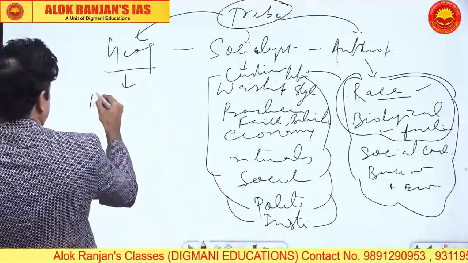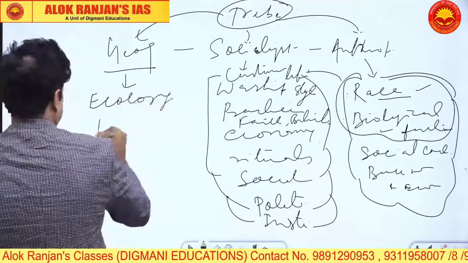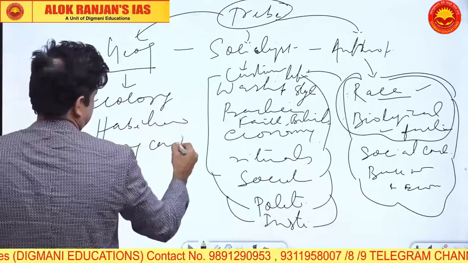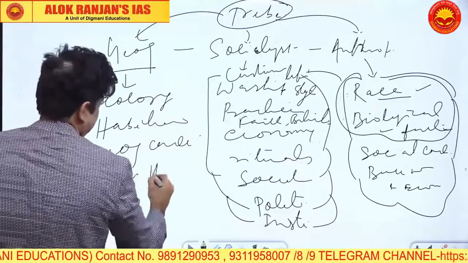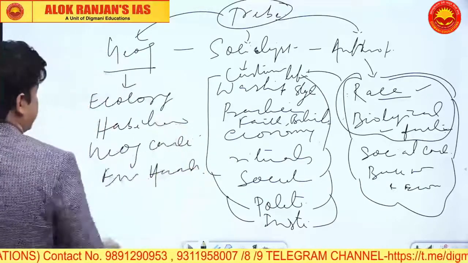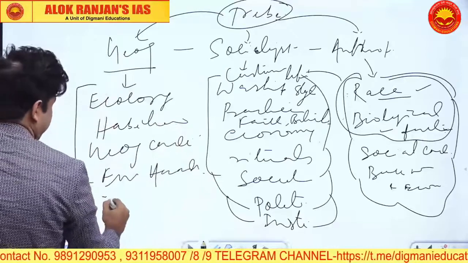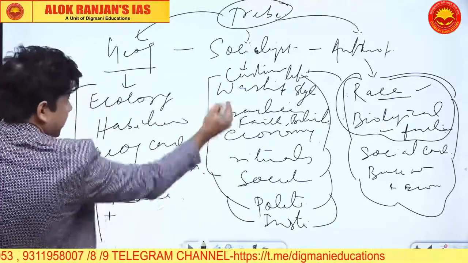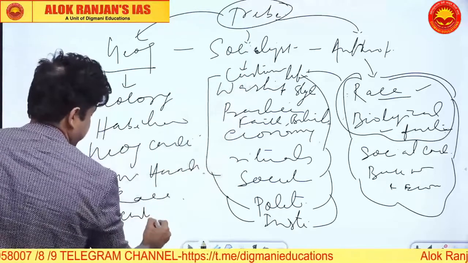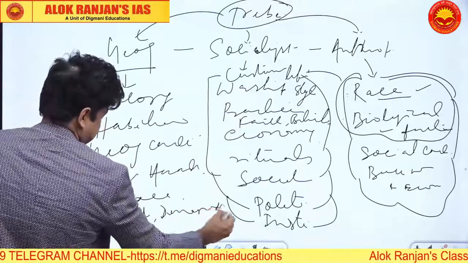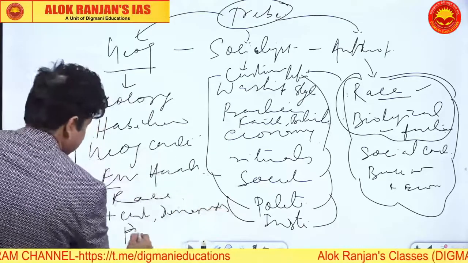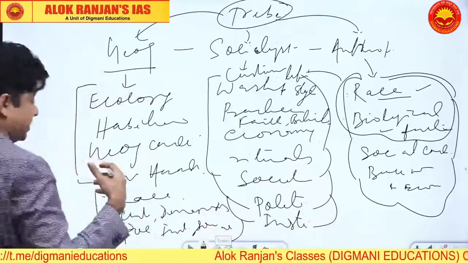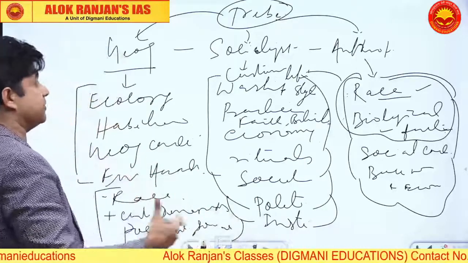He will talk about the ecology, the habitat, the geographical conditioning, the environmental hazards, and then he will talk about his race. Then he will also talk about his customs, his demography, his political, institutional, social, all kinds of variables which have to be studied for the tribes.